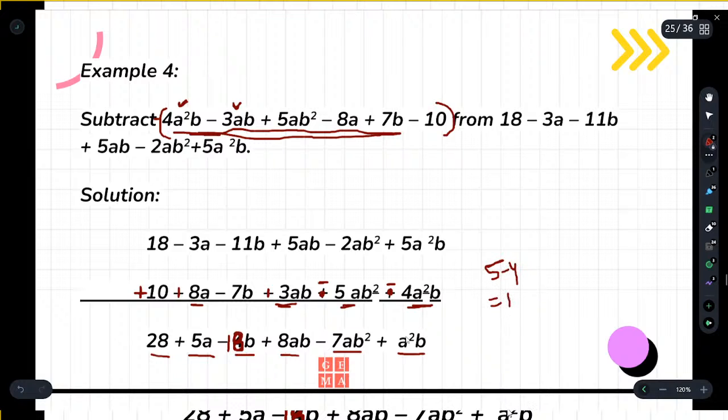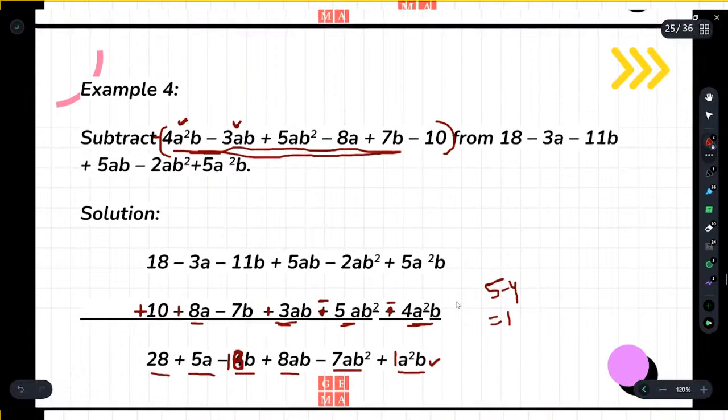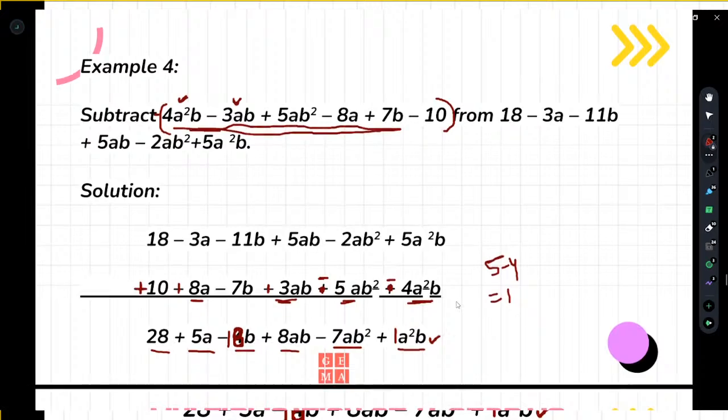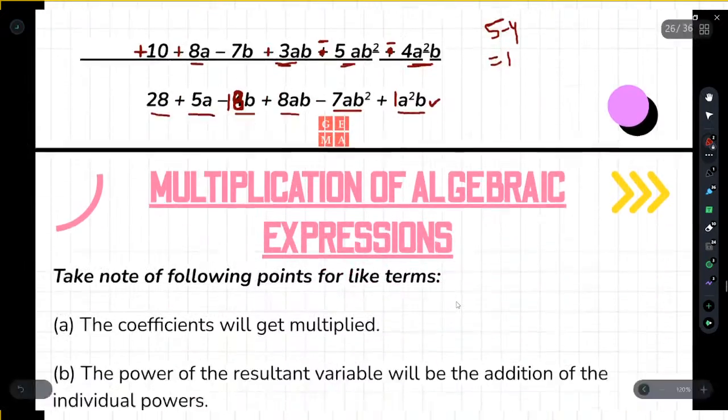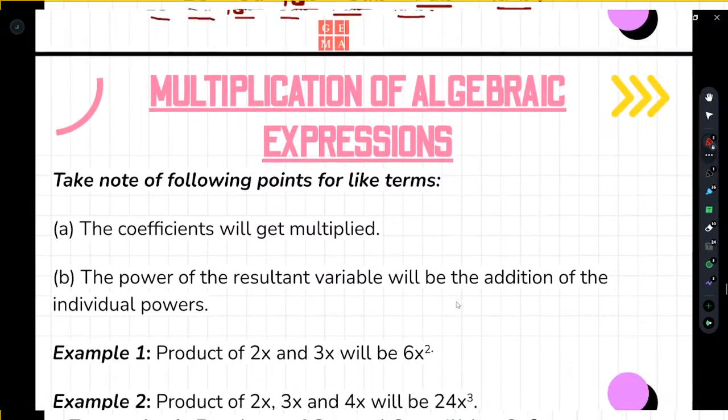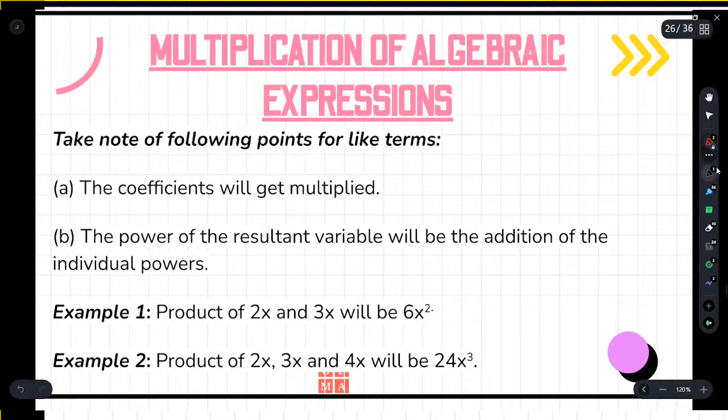So the coefficient of this term will be 1. But 1 into anything is the number itself, right? In this case, 1 into this term will be the term itself. So it will be a square b or 1a square b, both are the same thing. So this example is clear, right? Let's move on. Multiplication of algebraic expressions.